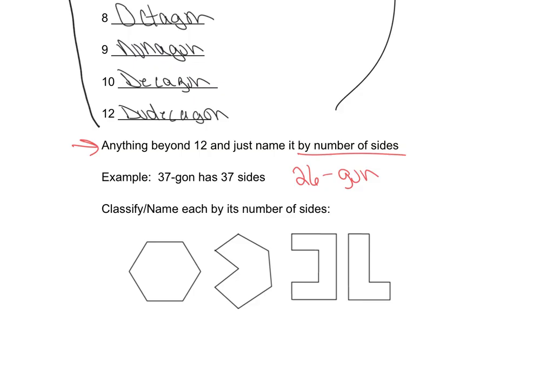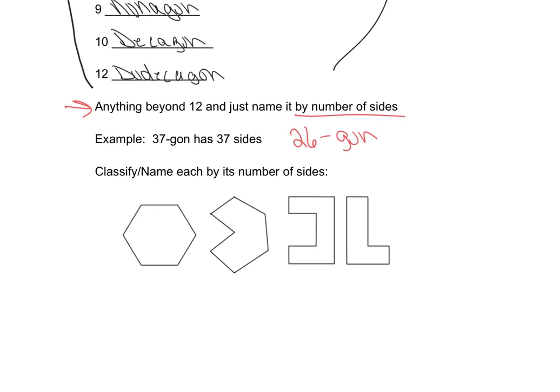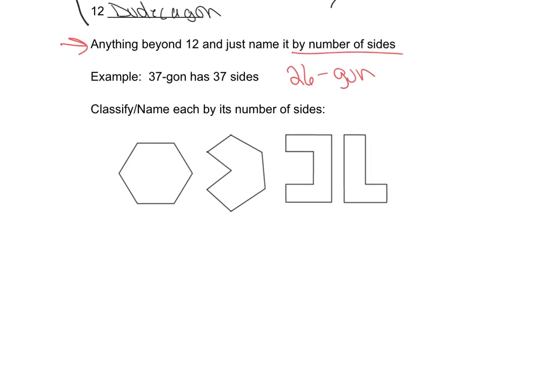So anything beyond that, we don't make you memorize the actual fancy pants names. So here we have, let's classify it, and then we're also going to state whether it's convex or concave. Okay, so all we really need to do is let's count how many sides it has. 1, 2, 3, 4, 5, 6 sides. 6 sides is a hexagon.